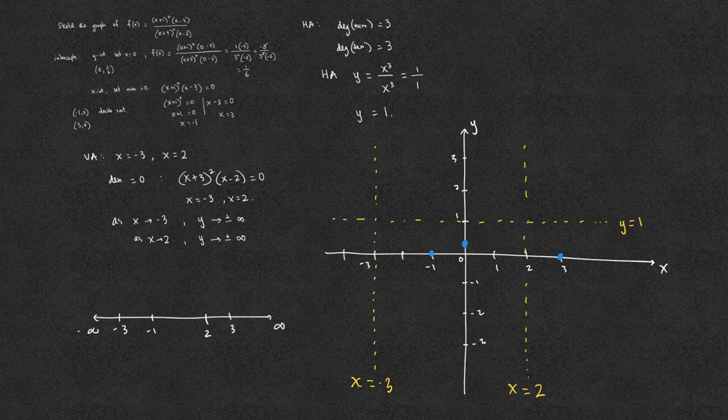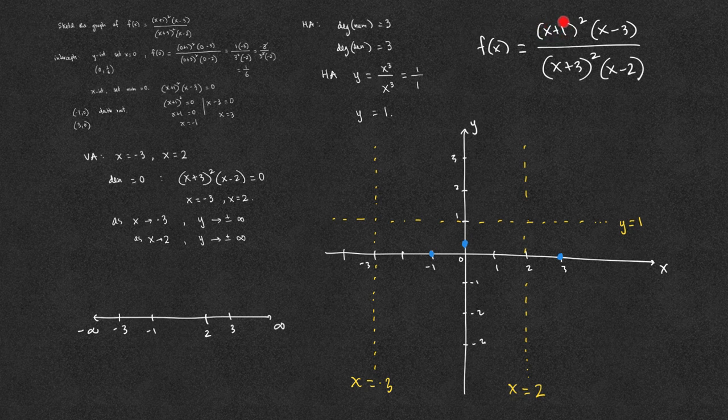Picking a number on the interval negative infinity to negative 3, negative 4, for example, and plugging it into the function. The function is f of x in factor form, (x plus 1) squared times (x minus 3) over (x plus 3), the quantity squared, times (x minus 2). And so to check the sign in the first interval from negative infinity to negative 3, we use negative 4 for instance. Any number will work.